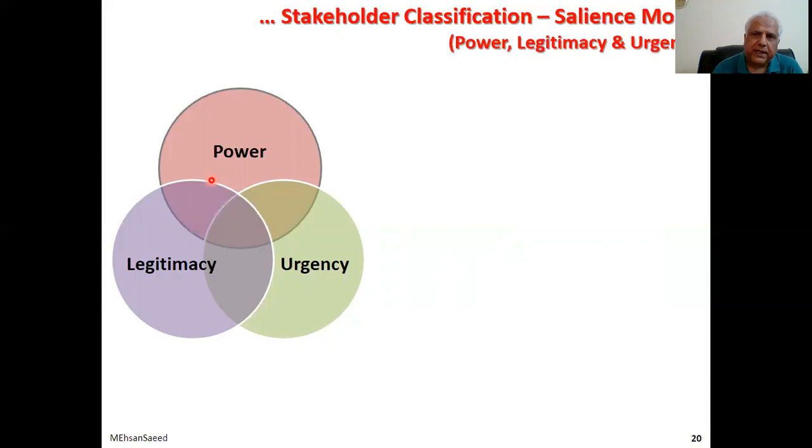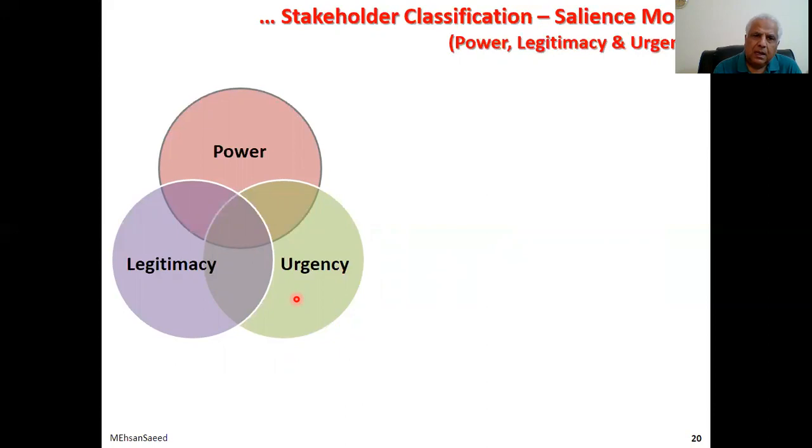And these are the stakeholders who have the urgency, who have otherwise no business, but they have a lot of interest. These are like the media men poking their nose into every project, into every operation. So these are those people.